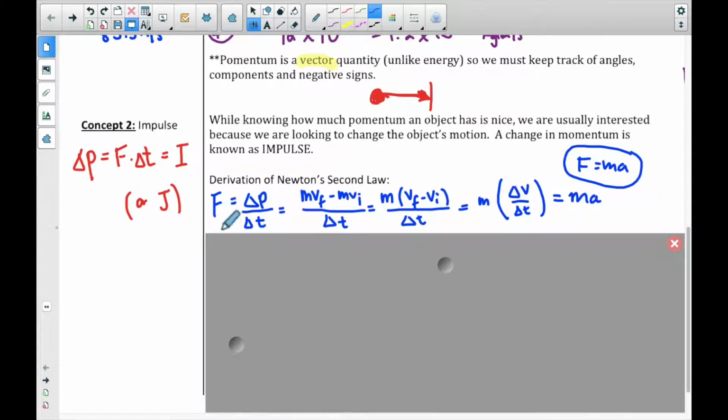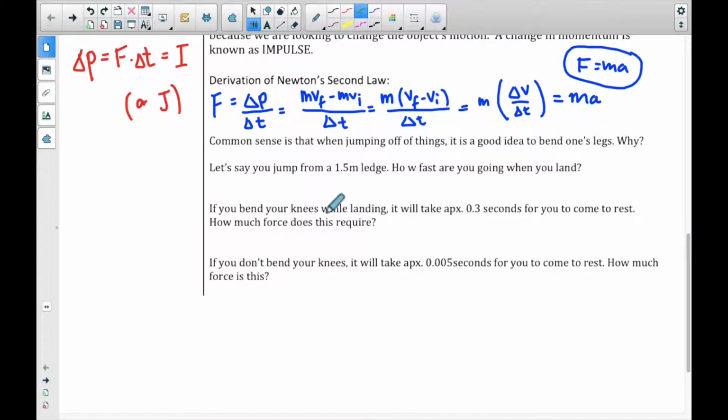But you have to understand that going back to Newton's second law, it actually starts off by saying the change in momentum over change in time is the definition of force. Okay, let's look at an example. Common sense is that when you're jumping off of things, it's a good idea to bend your legs. Why? Think about jumping off of stairs or a wall or whatever you're going to jump off of. Why do you want to bend your legs?